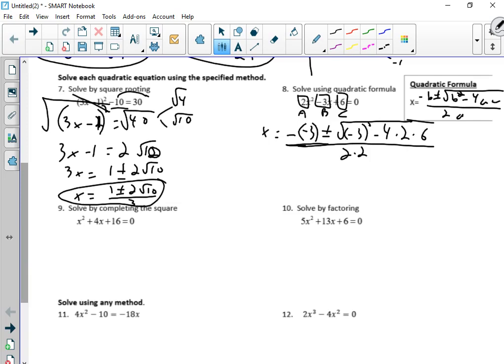That is going to lead me to 3 plus or minus 9, minus 4 times 2 is 8, times 6 is 48. 9 minus 48 is negative 39, all over 4. So that's going to be 3 plus or minus the square root of 39, which does not simplify, except the negative 1 comes out as an i, all over 4.